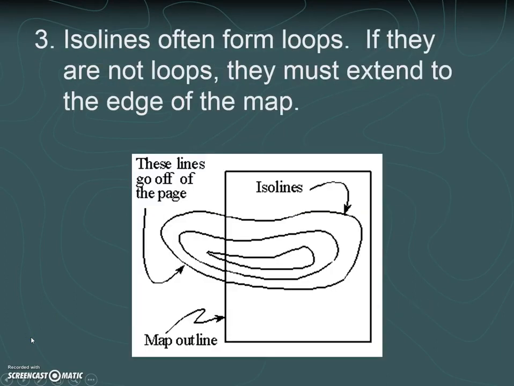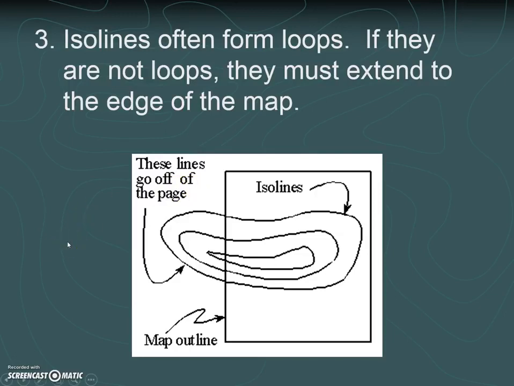The third rule is that isolines almost always form loops. However, sometimes the whole loop doesn't fit on our paper. So this rectangle here, this represents a map. You'll notice that these isolines here, they are forming closed loops, but the map ends over here. So we're not going to see anything that goes off the map. So the rule is they have to be loops or they have to get to the edge of the map. Okay, so we want to make sure when we're drawing these, our isolines either have to make a loop or they have to go all the way to the edge of the map.